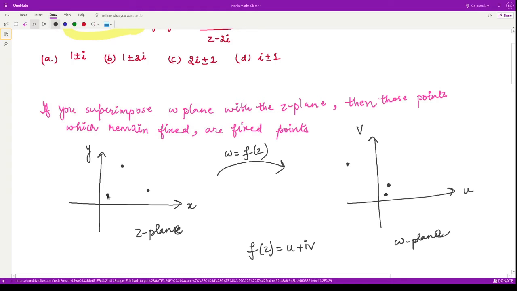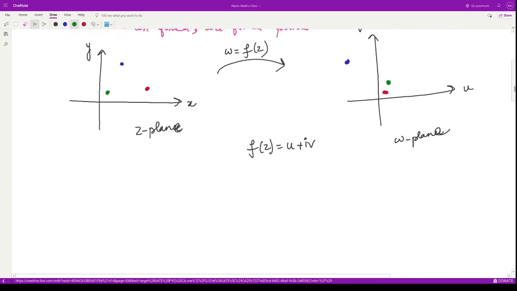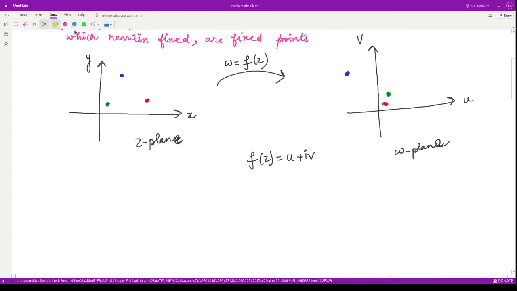After transformation, this point goes to the same position and these two points shift to different positions. Say this is our first point, it moves to this position, this is our second point, it moves to this position, and this is our third point, it moves to this position. What we intend to do here, say this is the axis of the w plane, and this is the axis for the z plane.